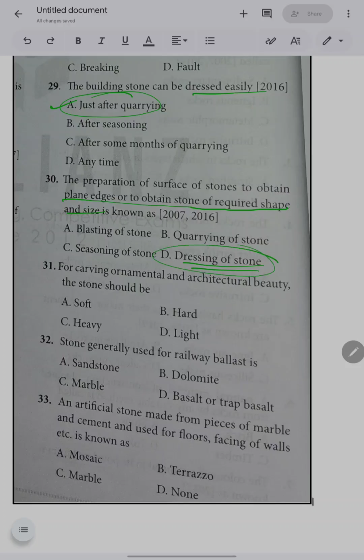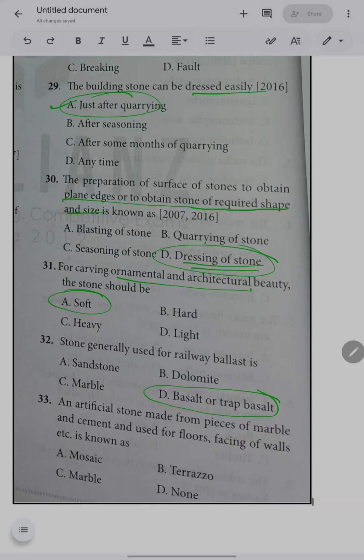Option D. Next question. For carving ornamental and architectural beauty, the stone should be soft, hard, heavy, light. So the stone should be soft. Next question. The stone generally used for railway ballast is sandstone, dolomite, marble, or trap basalt. So the stone generally used for railway ballast is basalt or trap basalt. Option D is the correct answer.